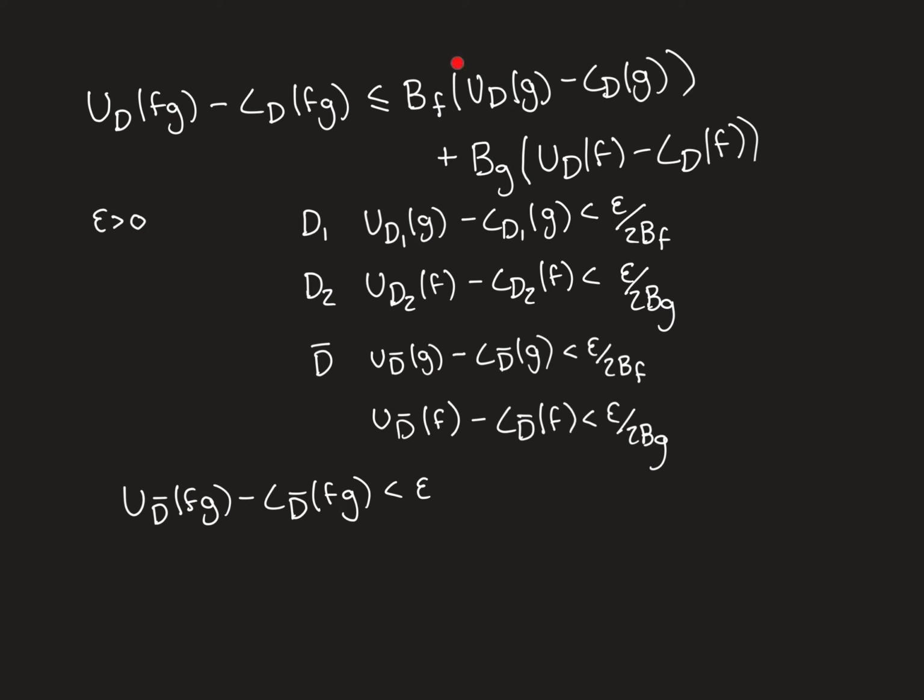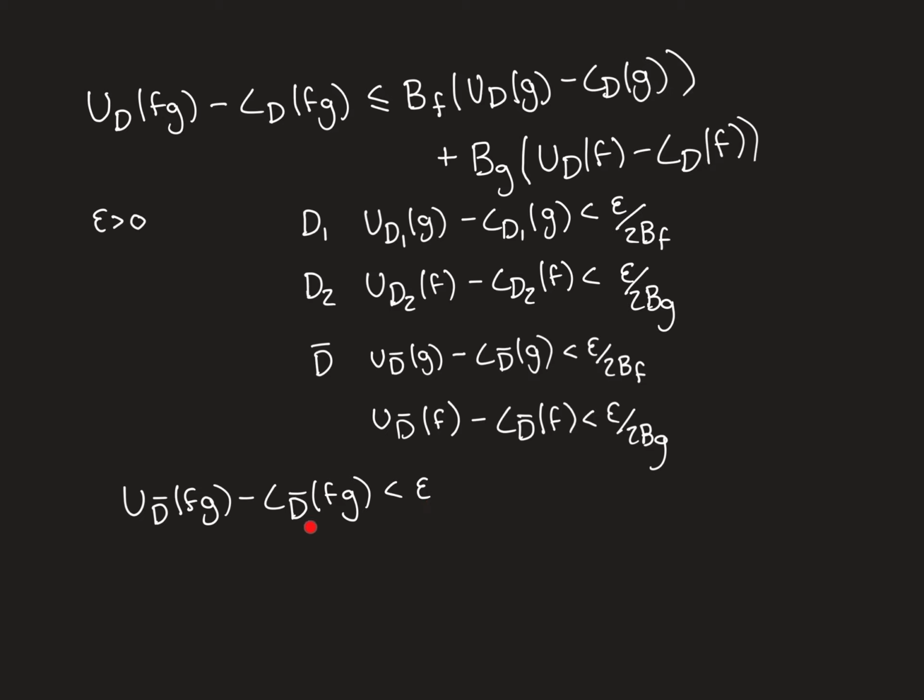But now we know these hold true for d bar, so putting this one in here we can see that this bit here is going to be less than epsilon over 2 because this is less than epsilon over 2 times bf. So multiplying it through by bf, you're then going to have that this thing is less than epsilon over 2. Similarly, we know that this bit here is less than epsilon over 2 bg, therefore bg times it is less than epsilon over 2. So adding those two things together, this one's less than epsilon over 2, this one's less than epsilon over 2, hence this overall thing is strictly less than epsilon. So by transitivity, if this is strictly less than epsilon and this is less than or equal to this, then this is strictly less than epsilon.